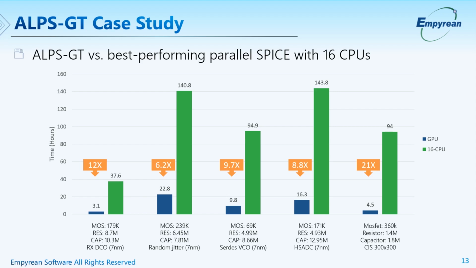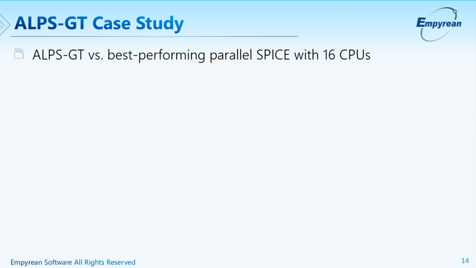And also here is a CMOS image sensor array, which is 300 by 300. The simulation time previously took more than 94 hours, and with the help of ALPS-GT, it would only take 4.5 hours. That gives you a more than 21 times speed up in this case. Those are the typical simulation jobs we see every day, and they're measured by hours. But here I have a few other cases that are the toughest and most critical simulation jobs, because their simulation time is measured by days.